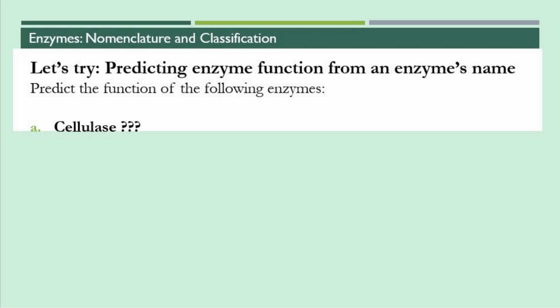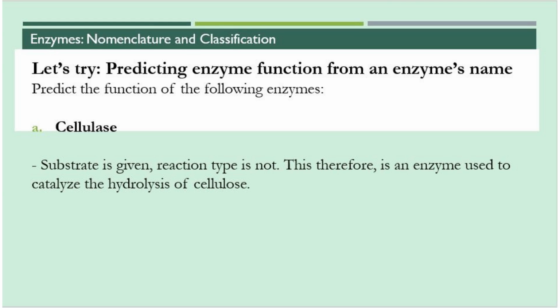Let's start first with cellulase. Okay, so as you can see, the substrate is given, right? And it ends with the suffix "ase." So what do you think is the function of the enzyme cellulase? Okay, so the substrate is given, the reaction type is not. However, this therefore is an enzyme used to catalyze the hydrolysis of cellulose.